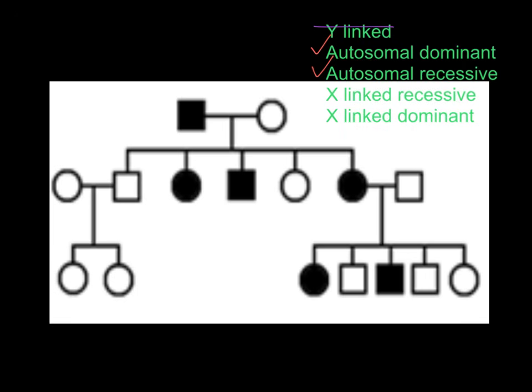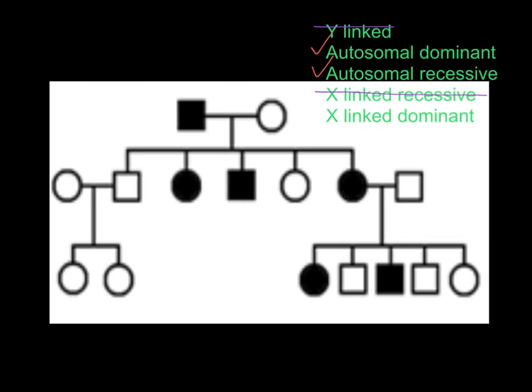Now moving on to X-linked recessive and X-linked dominant inheritance. Now, let's draw your attention to this family right here. If this trait were an X-linked recessive trait, then this mother would have to be XRXR, which means she would have to give an XR to all of her sons, and they would all have to be XRY. Because they are not all affected, we can rule out X-linked recessive as a possible mode of inheritance for this trait.